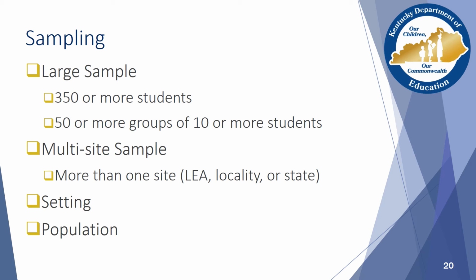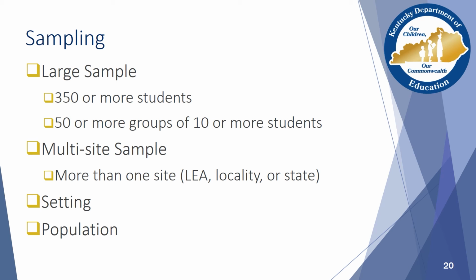Non-regulatory guidance, Using Evidence to Strengthen Education Investments, suggests a large sample size of 350 or more students, or 50 or more groups of 10 or more students, as the ideal sample size for educational research. It is also desirable for an analytic sample to encompass more than one site, wherein site means a local education agency, locality, or state. You should also look at the setting and population that participated in the study.